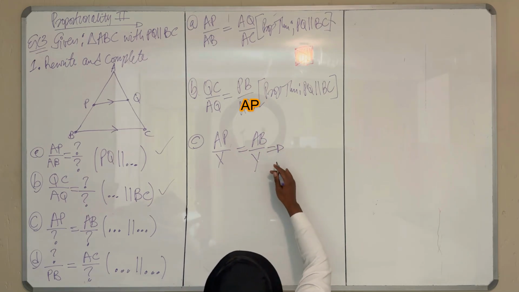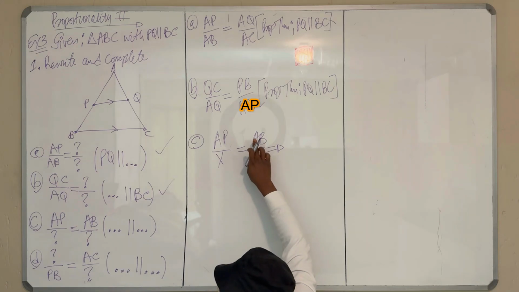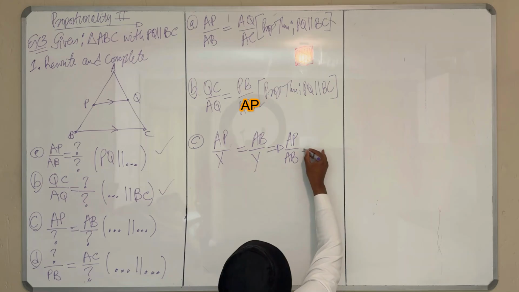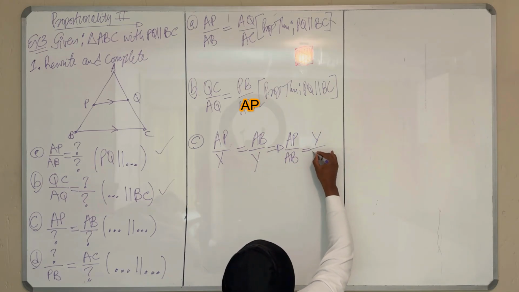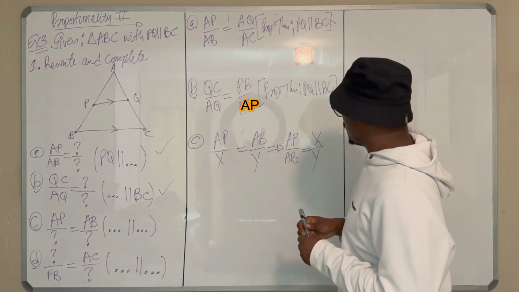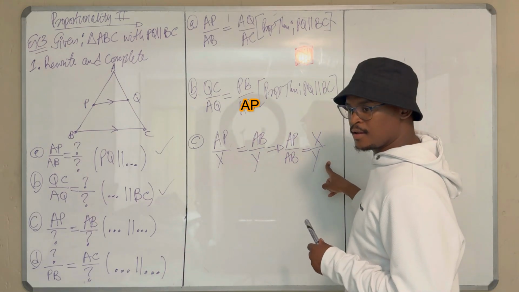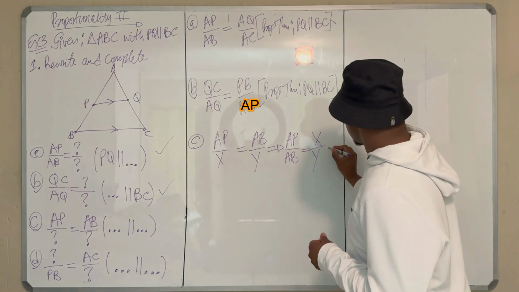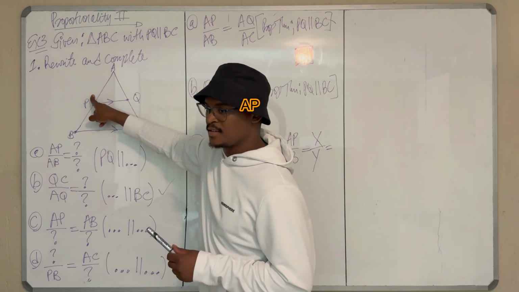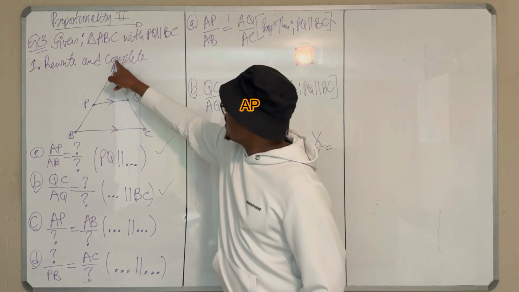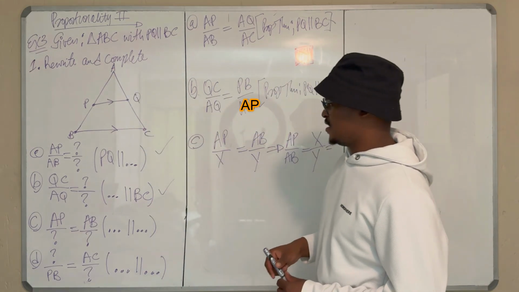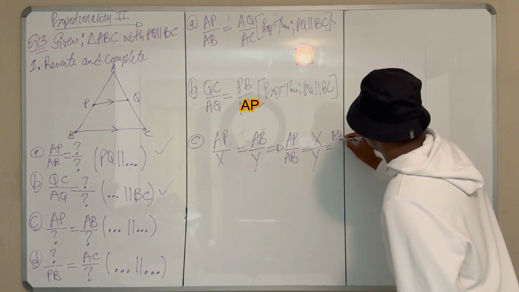And then we cross multiply. So this will come here and that will go to the top. So you have AP over AB is equal to X over Y. Now, what is your AP? AP is the top part over the entire side AB, so it's going to be AQ over AC.